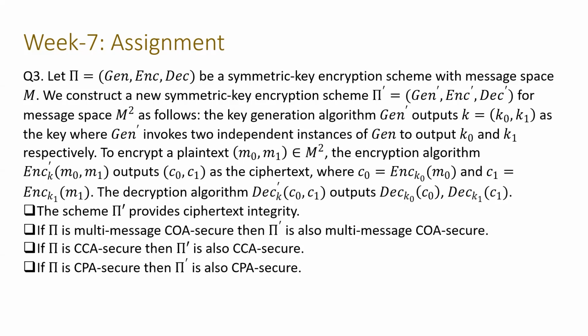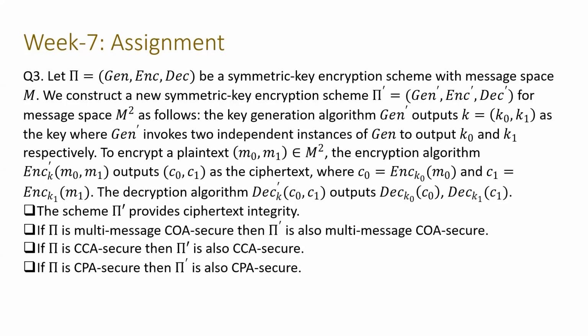Now, what the adversary can possibly do is that it can query the encryption oracle with message M0, M1 to get ciphertext C0, C1, and it can query the encryption oracle with some M0 dash, M1 dash to get the ciphertext C0 dash, C1 dash. Where all M0, M1, M0 dash, M1 dash are distinct plaintexts.